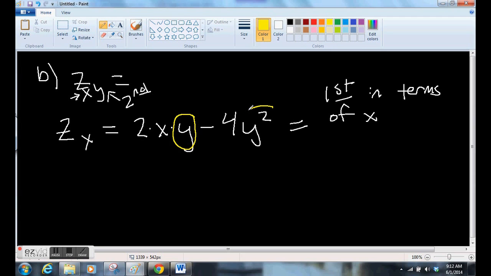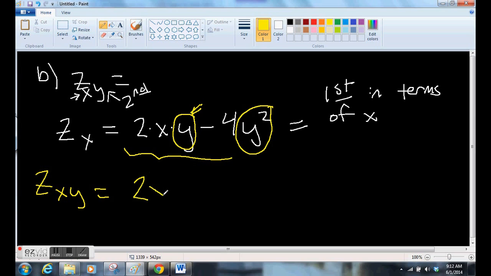So I'm going to circle y because y is our variable. Why am I circling it? Because y is the variable. So now we're taking the second derivative, so the derivative of the first derivative, in terms of y. So the 2x, that's a constant. We can just leave it out in front.